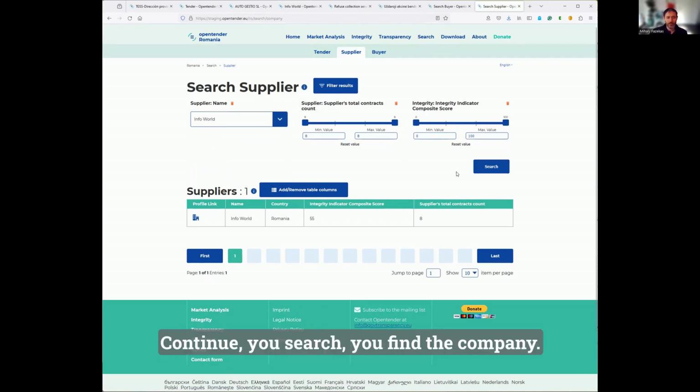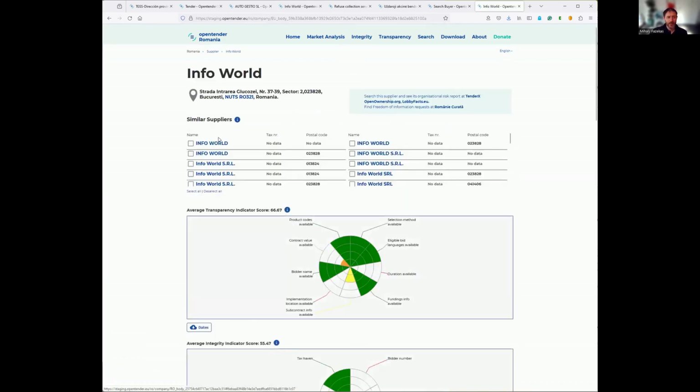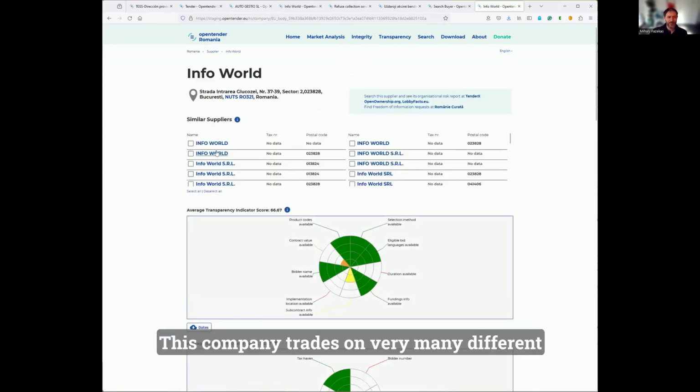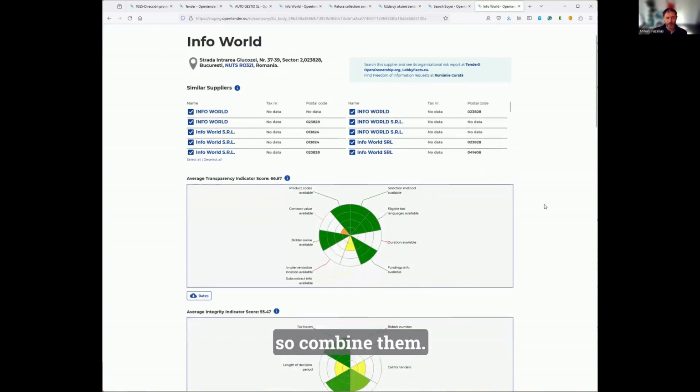company. Okay, continue. You search, you find the company, you see the overall integrity indicator is 55, so it's yellowish. You will see it's very bad. And we have 8 contracts for this company. This company trades on very many different name variants, so you can select all, so combine them.